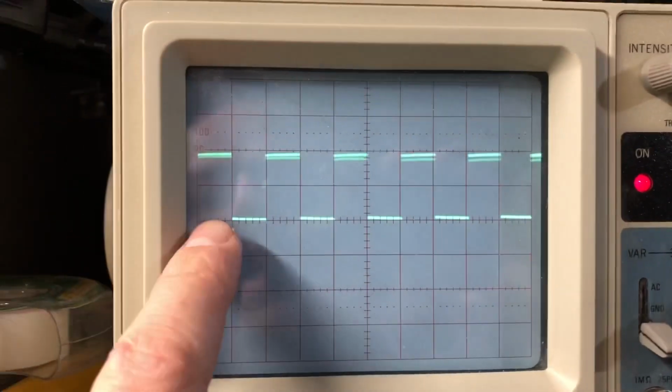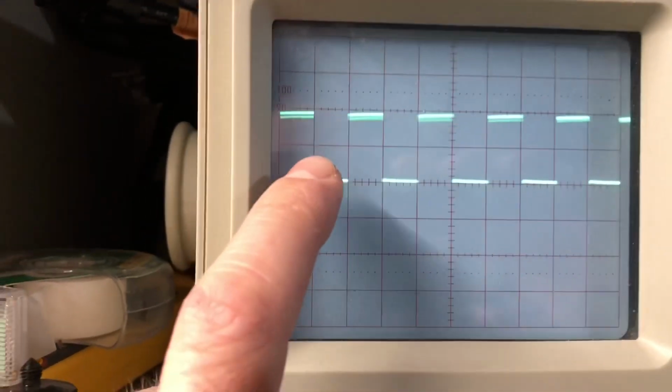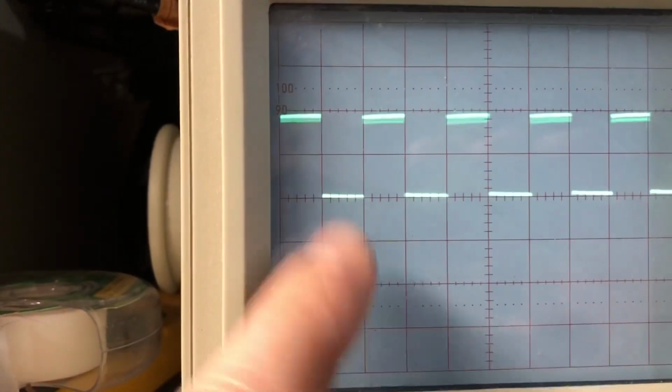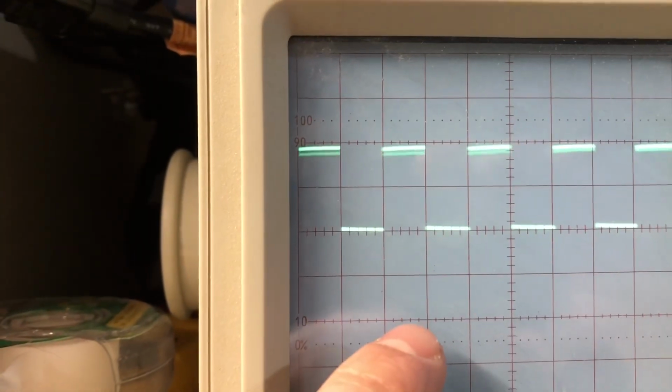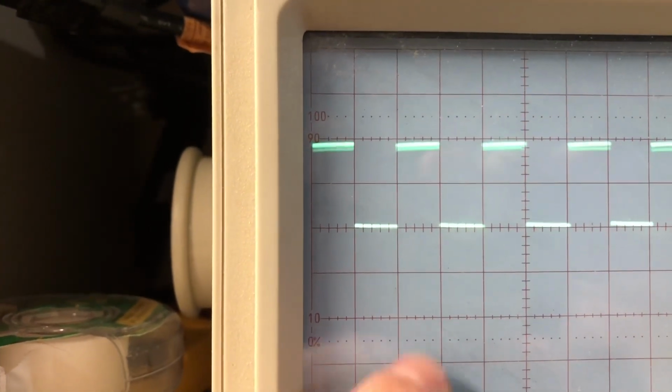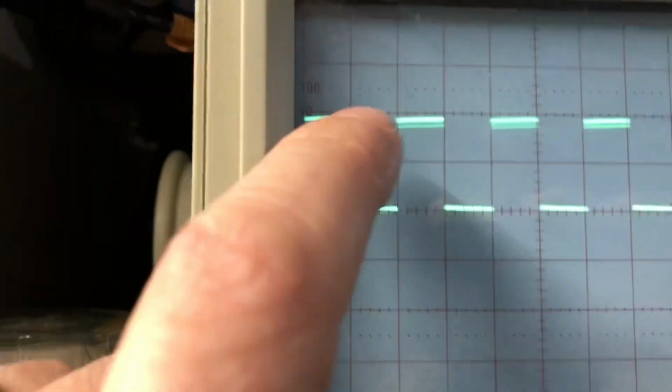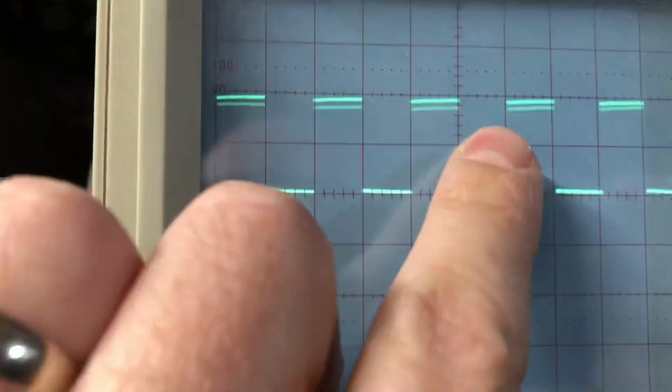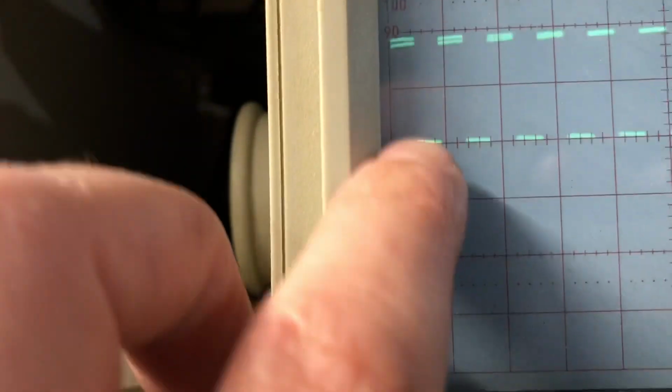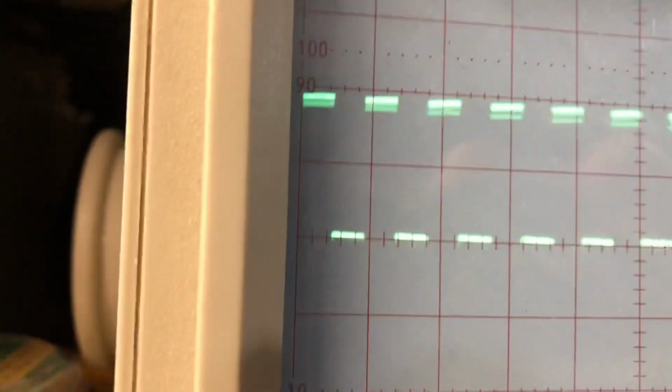Thinking about this a little more, I get 1 cycle per 10 baud. 10, 20, 30, 40, 50 baud. I change that to, what is that, 110. 10, 20, 30, 40, 50, 60, 70, 80, 90, 100, 110, and then a bit. I don't know where the bit comes from.